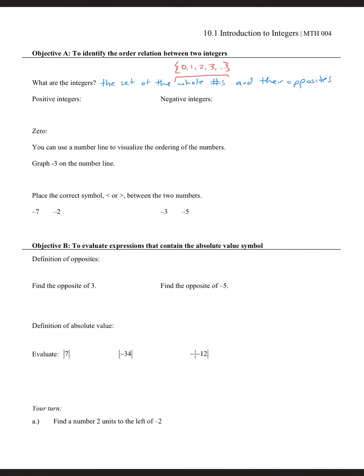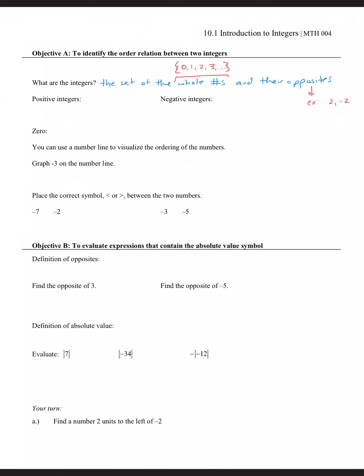So it's all of those and their opposites. An opposite is a number like 2 and -2. So 2 is a whole number, its opposite is -2, so -2 would be in the integer set. So would -1, -3, -4, and so forth.